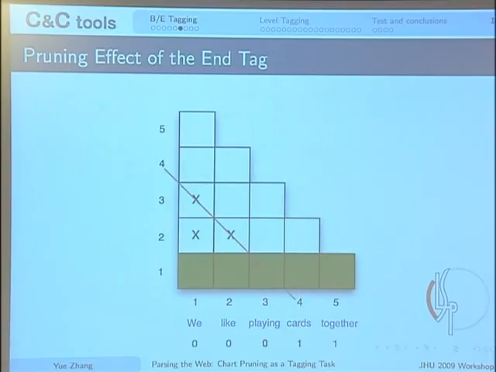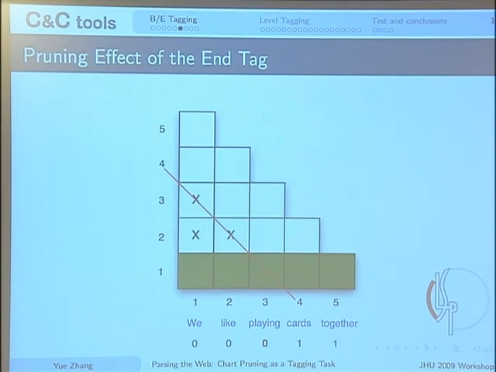This is the pruning effect of end tags. The gold standard end tag of the third word is 0 in this example, which means it can't end a multi-word constituent. In particular, it can't end the constituent that starts from the second word with size 2, or the constituent that starts from the first word with size 3. And therefore, the pruning effect of an end tag being 0 is to cross out a diagonal.